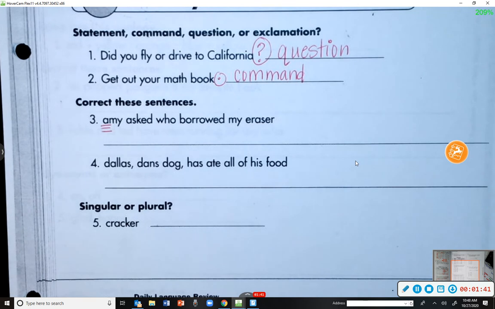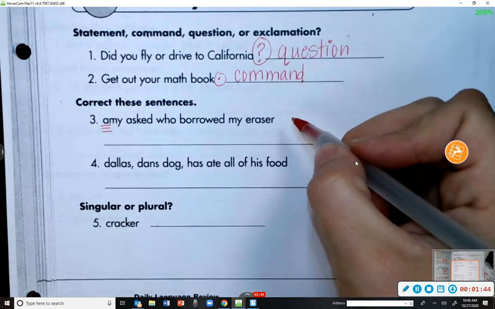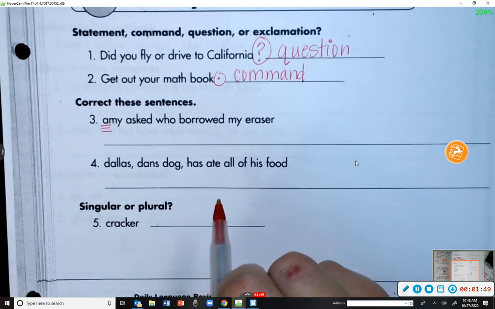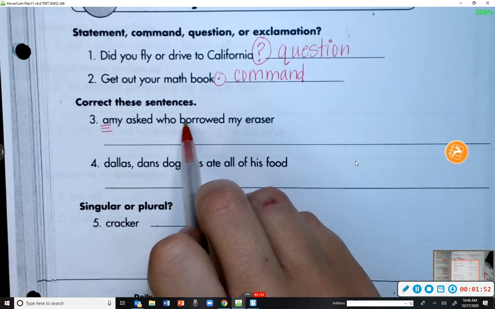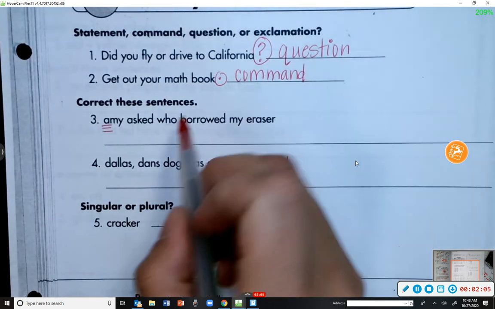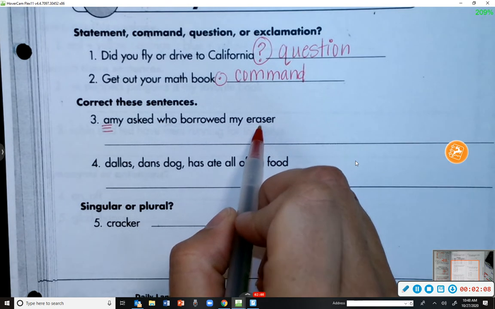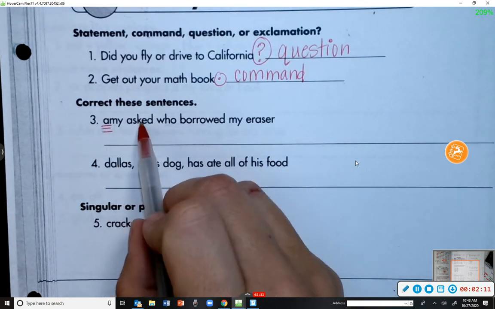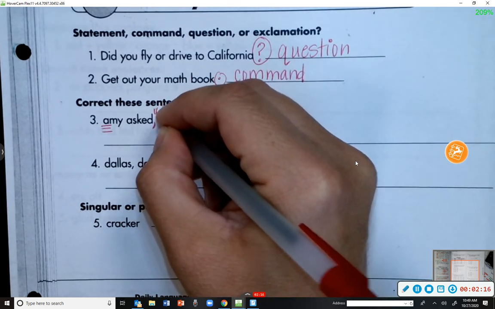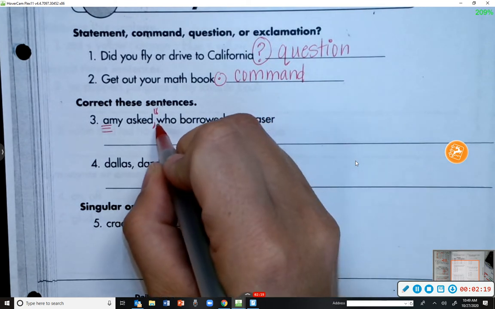Now, if she's asking a question, and this is somebody talking, right? What needs to go around these words that are being spoken? Evangeline? Not a period. In 2nd grade, did y'all talk about quotation marks? Not really. Y'all didn't get to that. So when they're talking in the middle of a sentence and it sounds like they're saying something, it says Amy asked, comma, then you put quotation marks. And this would be capitalized.